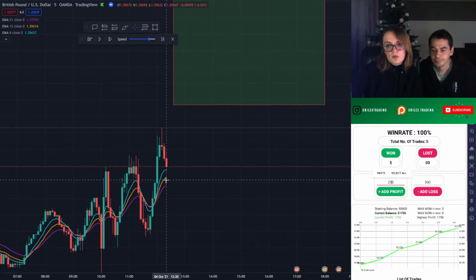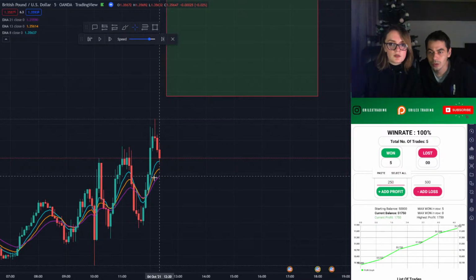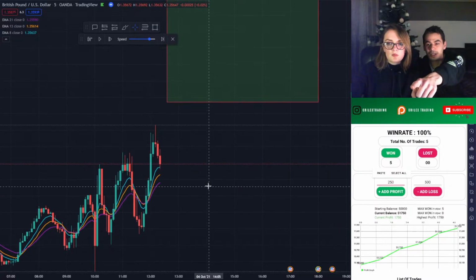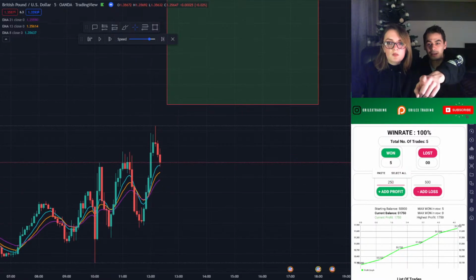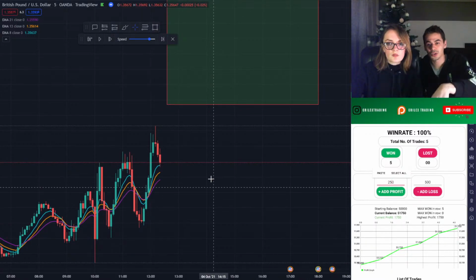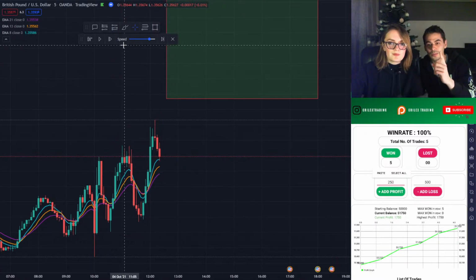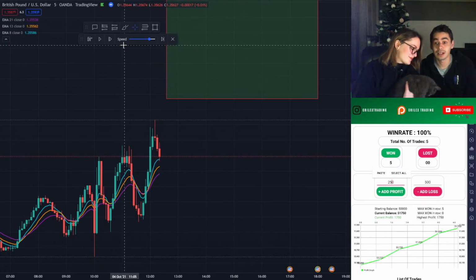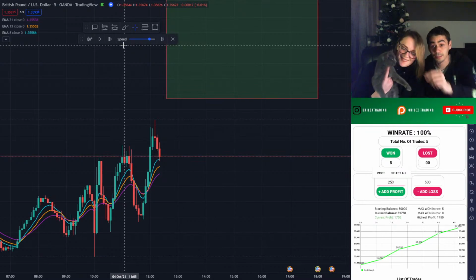I don't really know. What time is it? It's 20 past 12. Actually, I think I will take this entry because this is a really nice retest on that level. You see that high got tested twice and got rejected twice, and now it broke and retested that high. So yeah, I think this is a valid entry, and I would definitely place a pending order above.